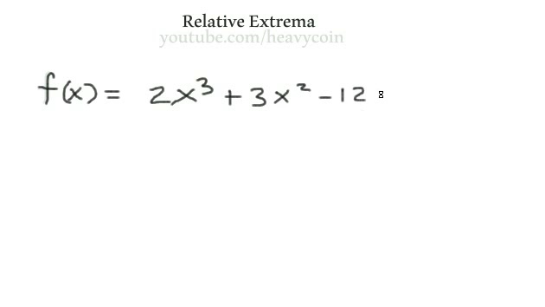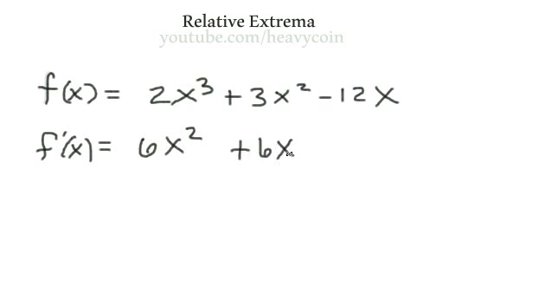Okay, let's say that we have f of x, and we're going to need to make that a little darker, aren't we? f of x is equal to 2x cubed plus 3x squared minus 12x. So the first thing we want to do is take the derivative. Got to find those critical numbers. So the derivative is 6x squared plus 6x minus 12.